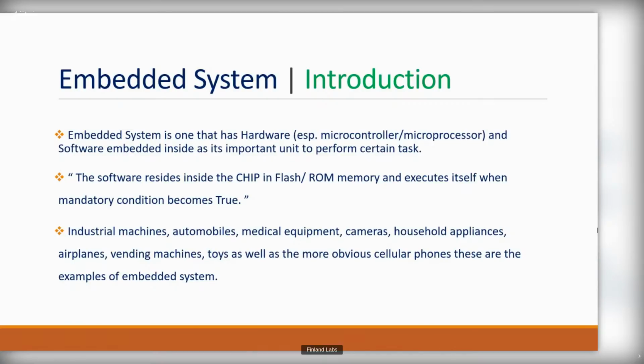Now, industrial machines, automobiles, medical equipment, cameras, household appliances, airplanes, vending machines, toys, as well as the more obvious cellular phone, these are examples of an embedded system. So all these appliances that you see in your nearby surroundings, like machines, automobiles, medical equipment, cameras, your mobile phone, your laptop, airplane, these all are examples of an embedded system. So in short, just understand, embedded system is a combination of hardware and software, where software controls the hardware. That is what embedded system is.